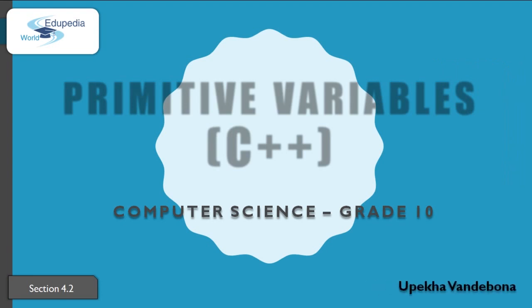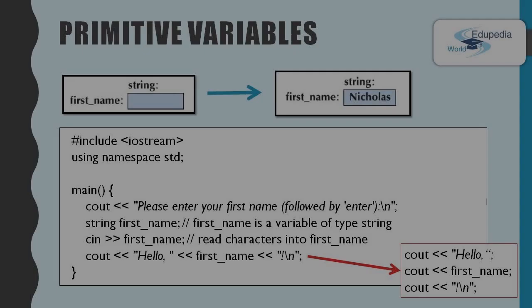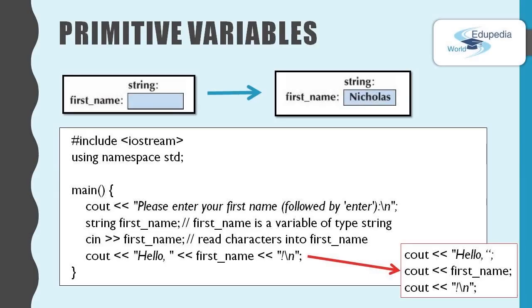I'm Upeka Vandibona, and from this episode we are talking about the primitive variables of C++. In this episode, we introduce the basics of storing and using data in a program. After establishing the fundamental notions of objects, types, values, and variables, we introduce several operators and give many examples for variables of types char, int, double, and string.